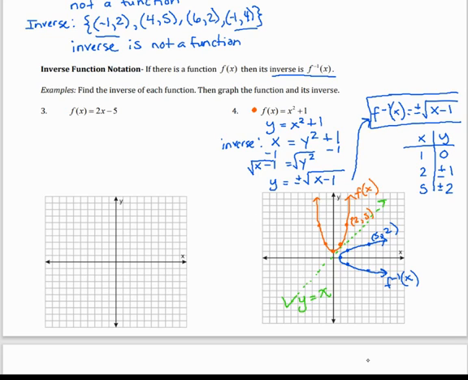Okay, you go try number 3. Find the inverse algebraically by flip-flopping x and y's. Then go ahead and graph the original line, and then graph the new inverse that we get. Again, they should reflect over that line of y equals x. So you can always then check that. Okay, go for it.